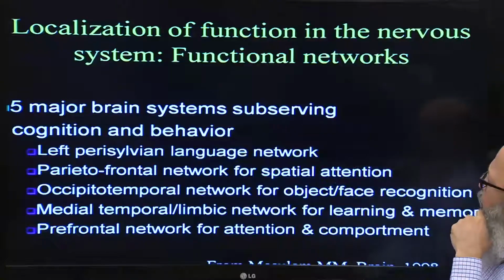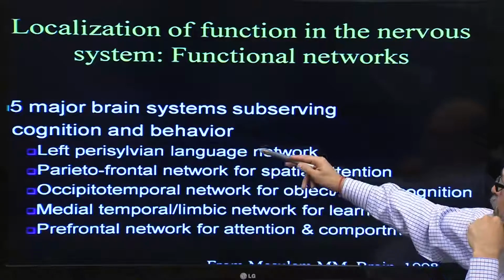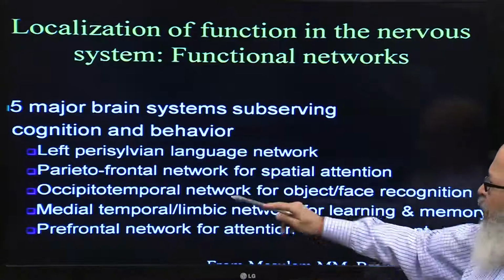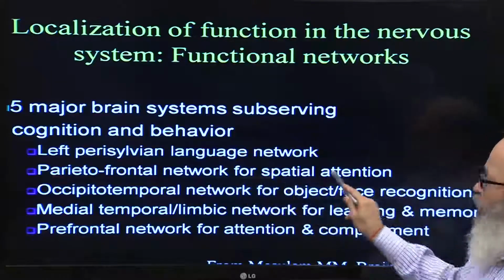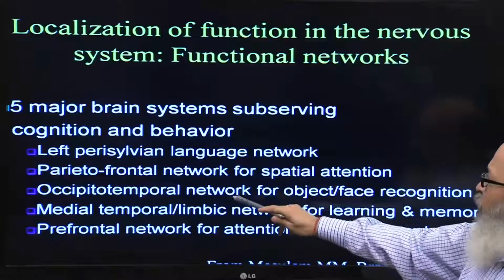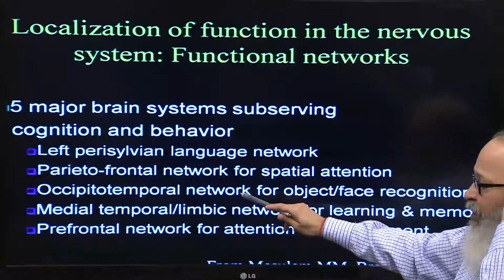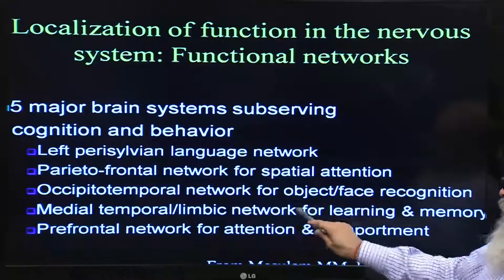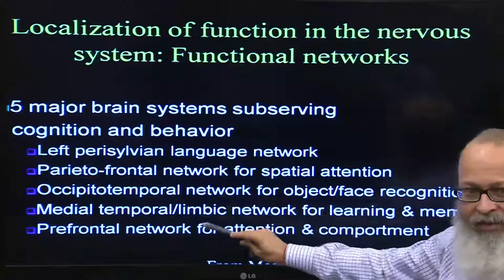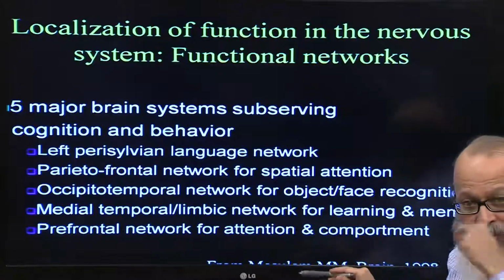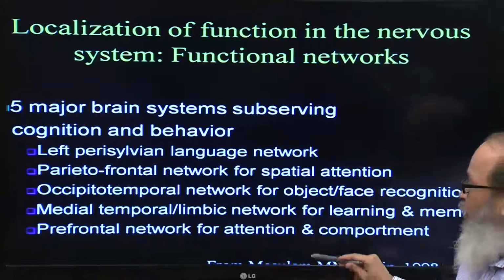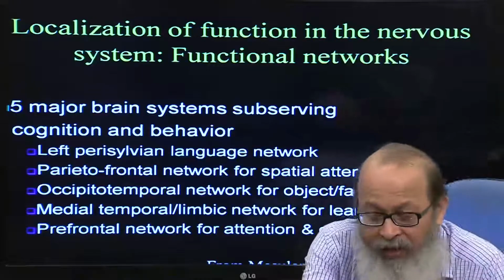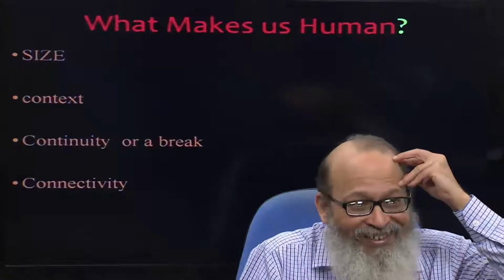There are 5 major brain systems. Left perisylvian language network, that is the temporal lobe. Parieto-frontal, the sensory and the frontal for spatial attention, as I said, where. Occipito-temporal, from where you see, to the temporal lobe for what? Object recognition. Medial temporal limbic network for learning and memory. This is the emotional network, as I said, for learning. What are you seeing? Comparing it with memory and forming memories. And prefrontal network for attention and comparison. Prefrontal network is this, in the frontal lobe.